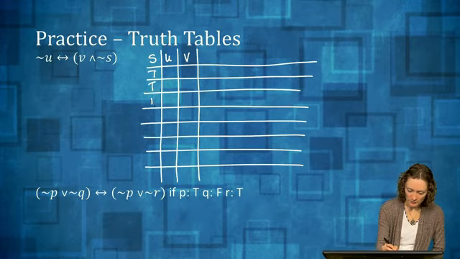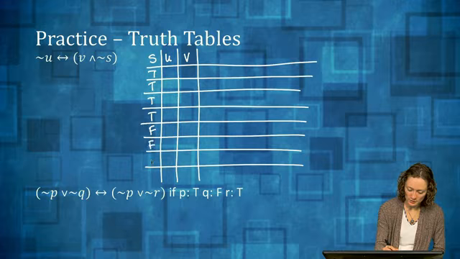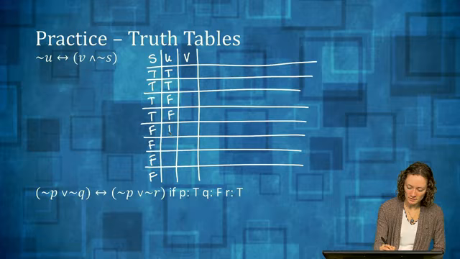So we have 1, 2, 3, 4 true, 1, 2, 3, 4 false, 2 true, 2 false, 2 true, 2 false, and then alternating.